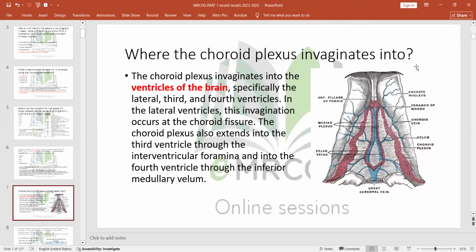Choroid plexus is in the brain itself. The plexus inside the brain tissue itself. And it resides there and it invaginates the ventricles. We need the choroid plexus so that the nutrients and minerals in the blood are going to be exchanged with the CSF in the ventricles. This is what the choroid plexus does.